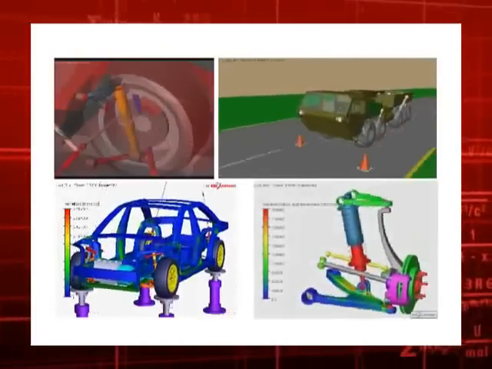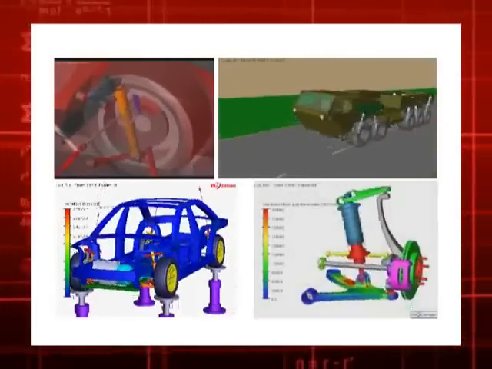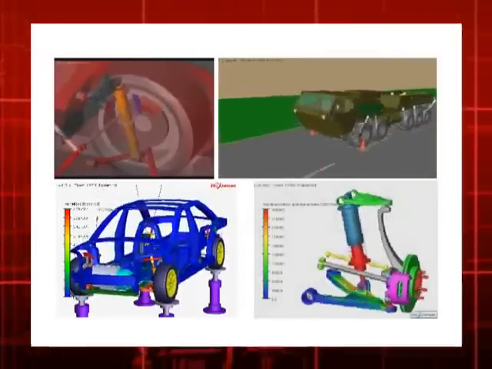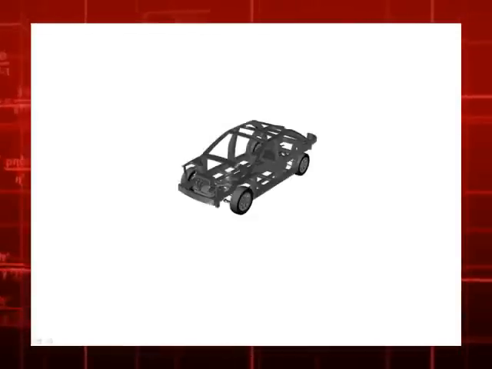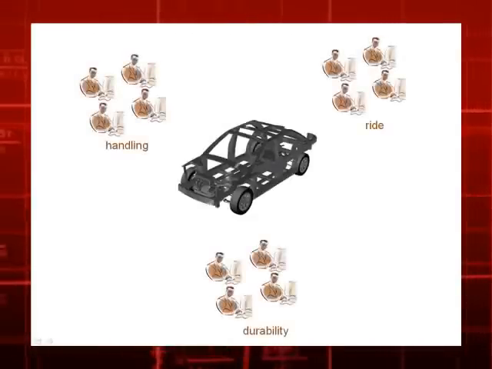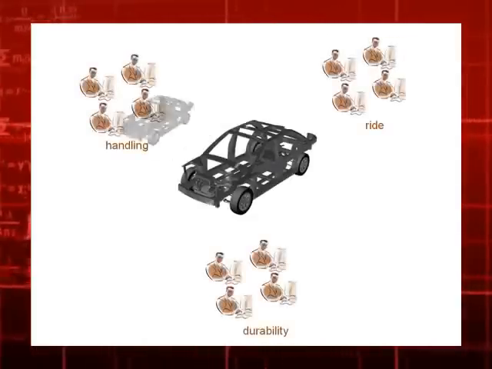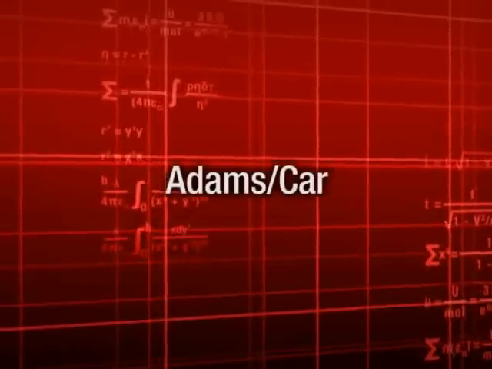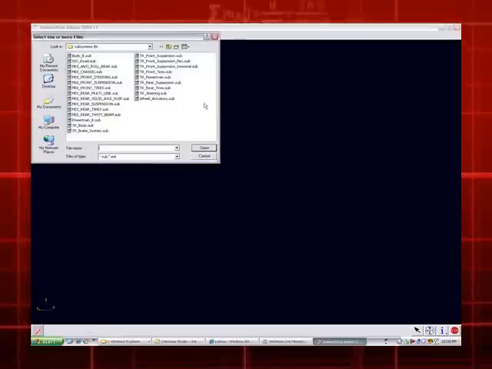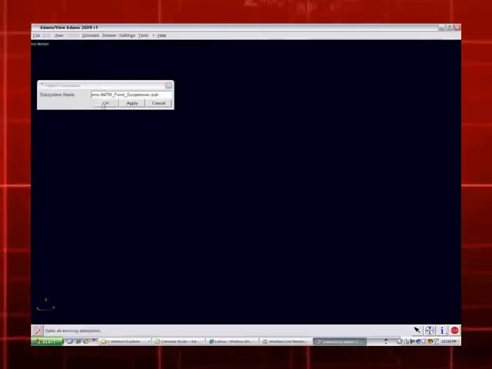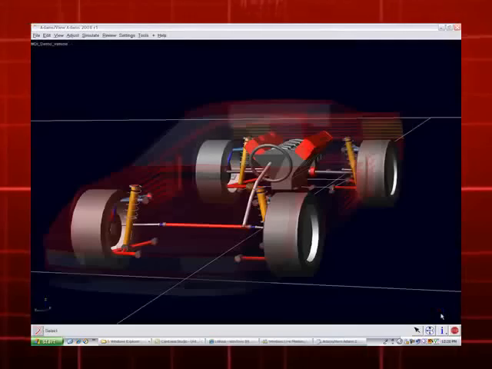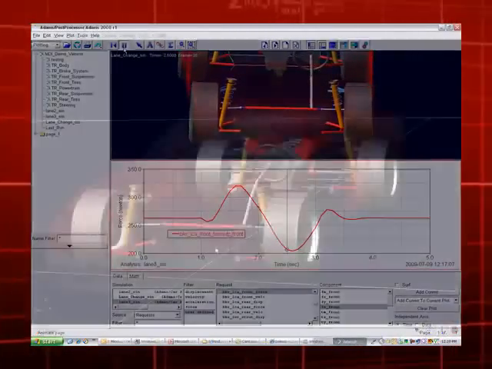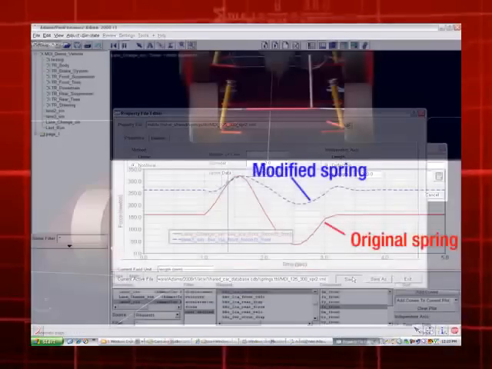It is imperative that the model provide accurate and consistent metrics on a repetitive basis so that design trade-offs can be correctly studied. Once a model is built, it is shared amongst various groups in charge of different attributes like handling, ride comfort, and durability. MSc Software's MD Adams car package provides a single environment where engineers can iterate and choose appropriate vehicle suspension configurations and then analyze and tune it as they would with a physical prototype.